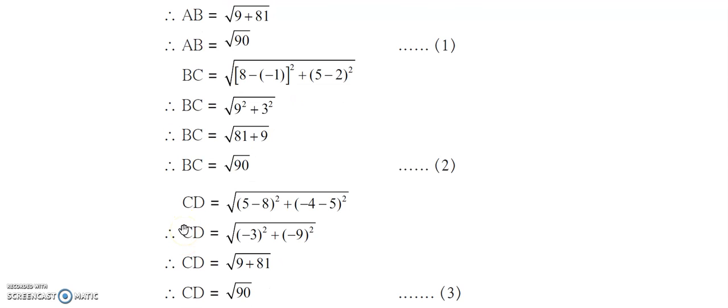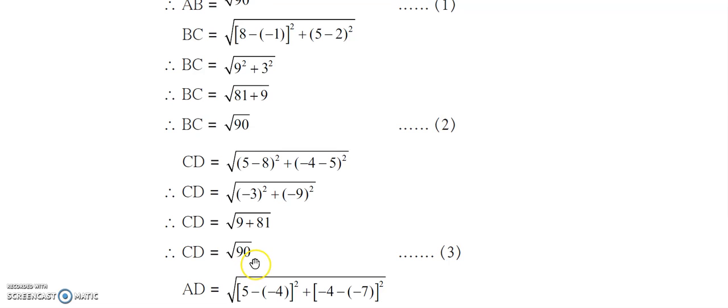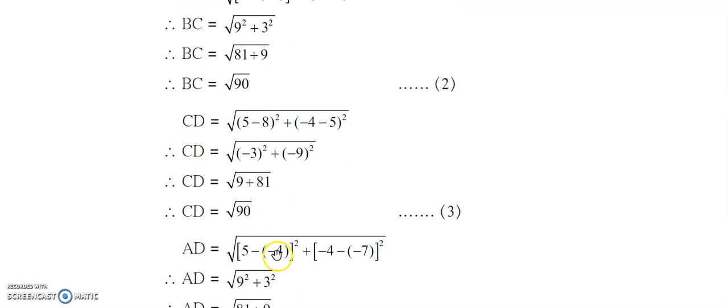What about the next, CD? In the same way, the square root of (5 minus 8) squared plus (-4 minus 5) squared. -4 minus 5 is -9. 5 minus 8 means -3. -3 squared is 9, plus 81. Therefore, CD is equal to root of 90.